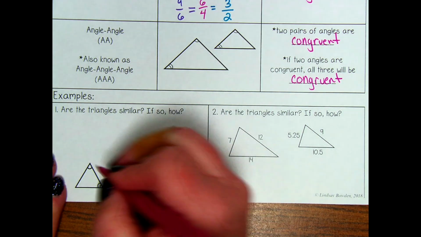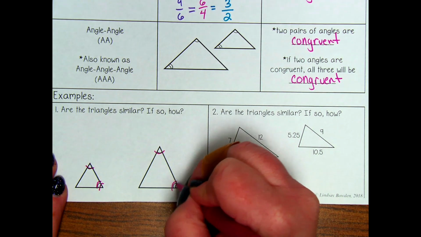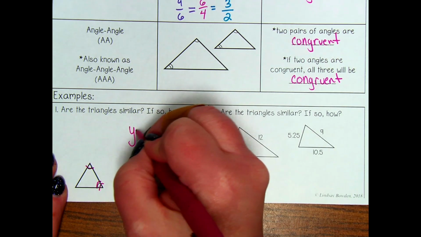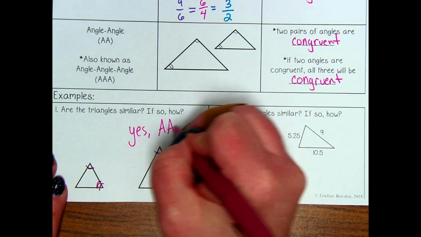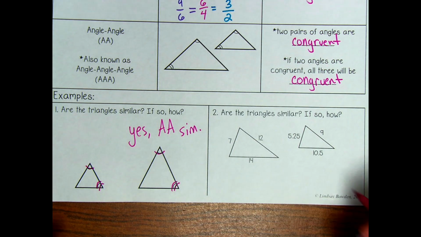Well, I have 1 angle, 2 angles are congruent. Therefore, this would be similar by angle angle similarity. If I am looking at number 2, notice I'm not given any angles. So it's not going to be angle angle and it's not going to be side angle side. The only one that it could be is side side side. So I have to check my ratios.